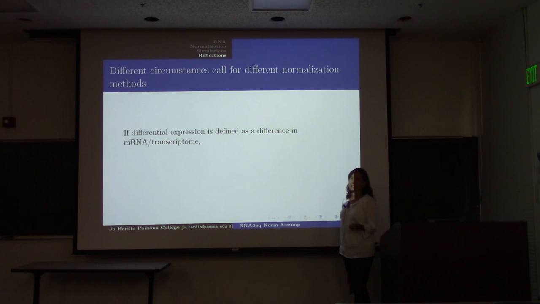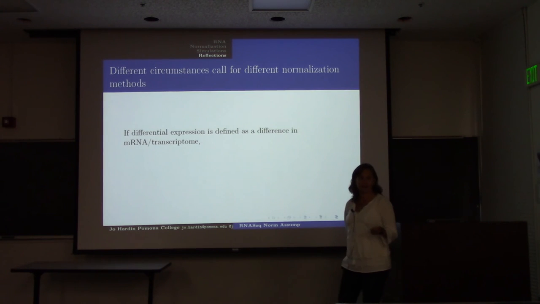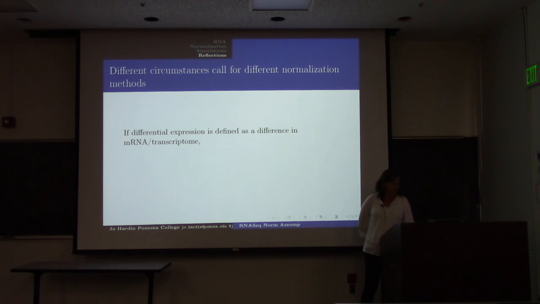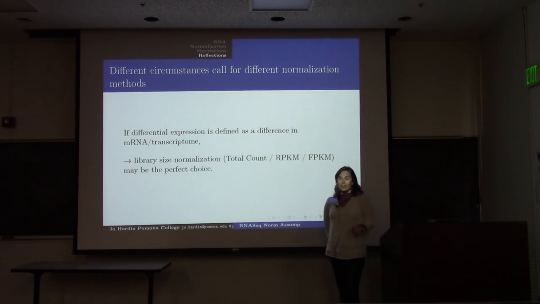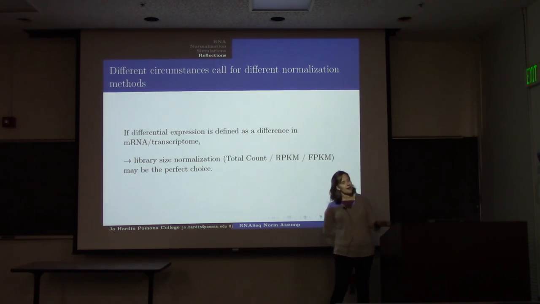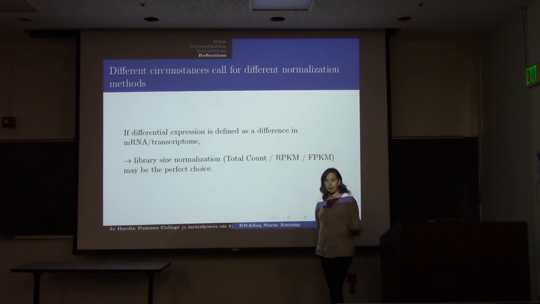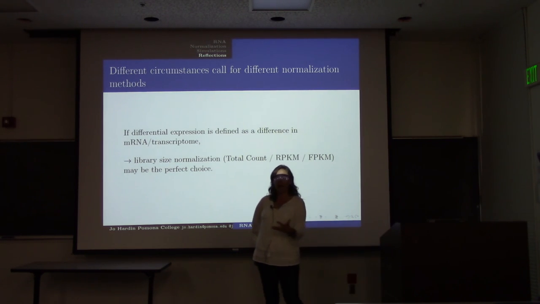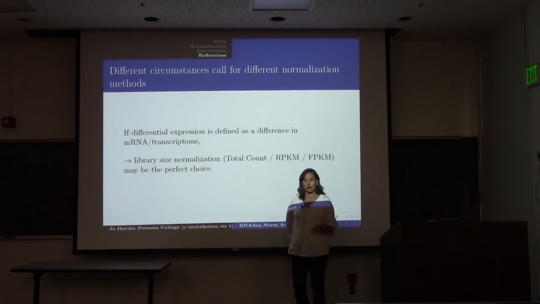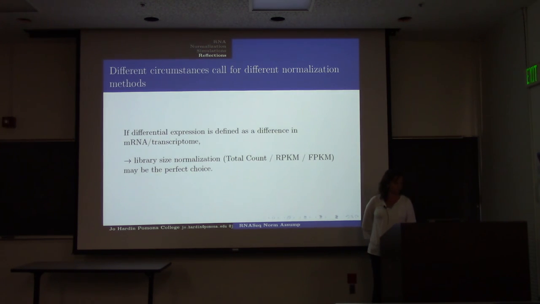Okay, so some take-home methods here. Different circumstances call for different normalization methods. If differential expression is defined as mRNA per transcriptome, then you should normalize using library size. That's the right thing to do. But if it's not, then total count normalization might not be the right thing to do. If you have any concerns about mRNA per cell, if you understand your scenario and you're expecting the mRNA per cell to be much higher or much lower in one condition, then total count normalization is probably not what you want.